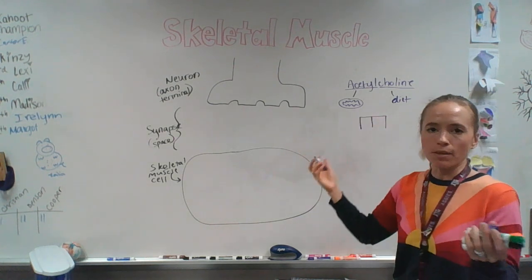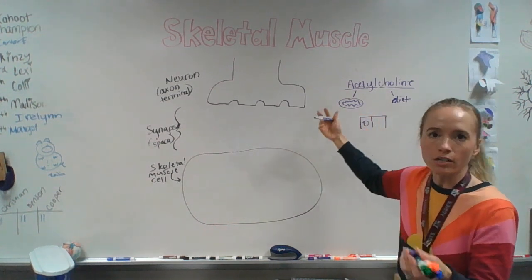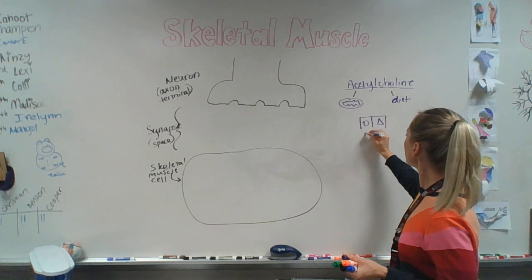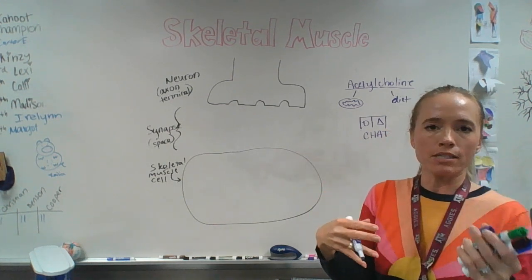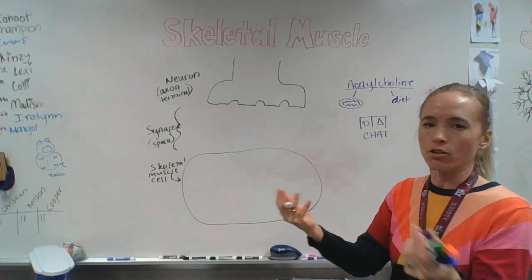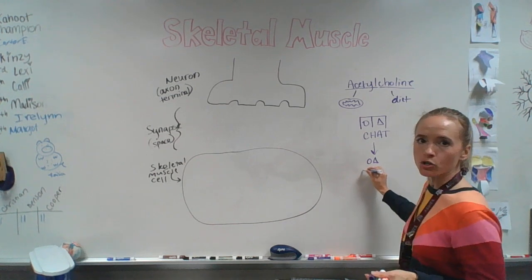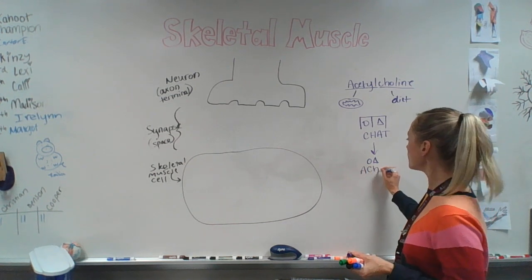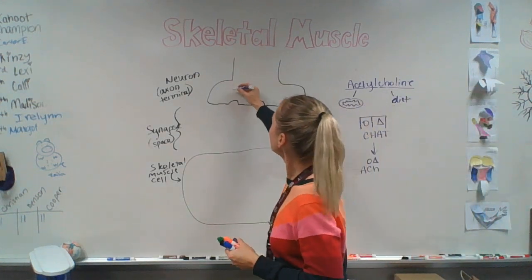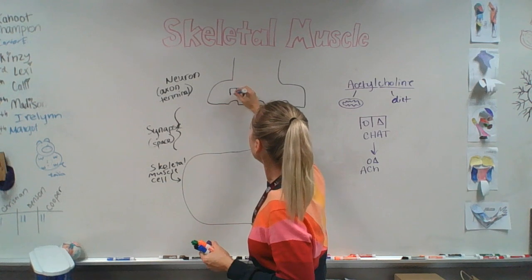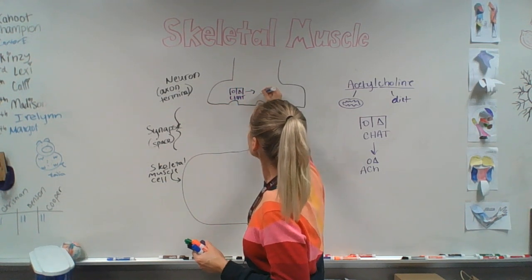So we're going to say it looks something like this, and we'll say the acetyl looks like a circle and the choline looks like a triangle. And this CHAT glues them together. So it makes a bond between the acetyl and the choline, and it makes acetylcholine. So here we have our acetylcholine, which we're going to shorten to capital A, capital C, lowercase h. It's just a shortening way. So in the neuron, we have our CHAT enzyme making acetylcholine.